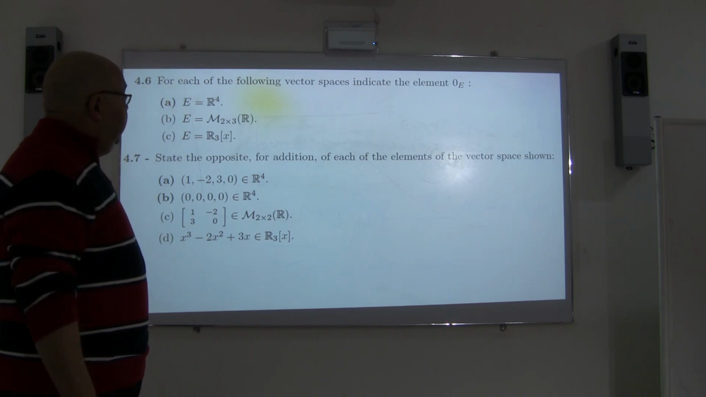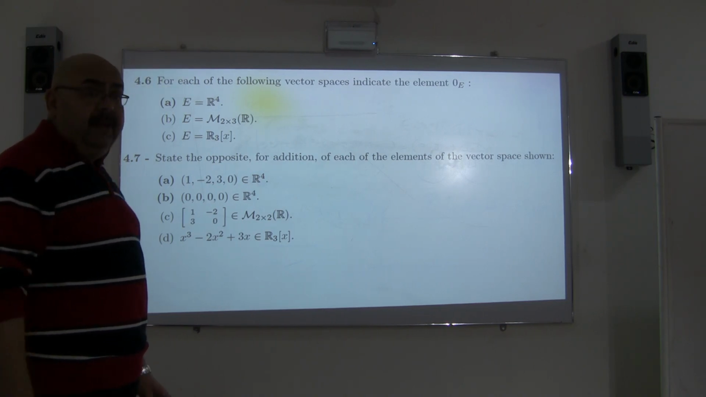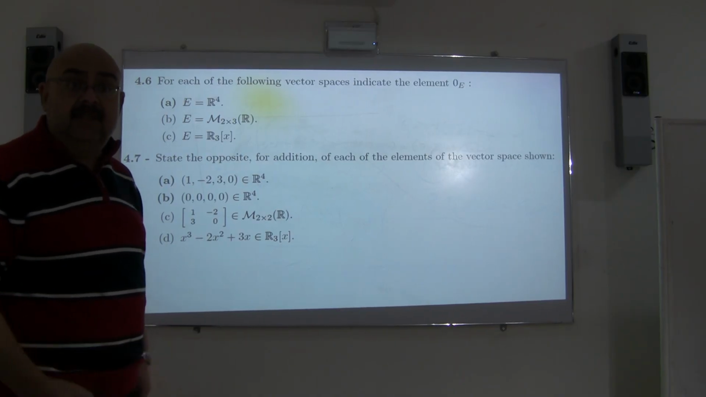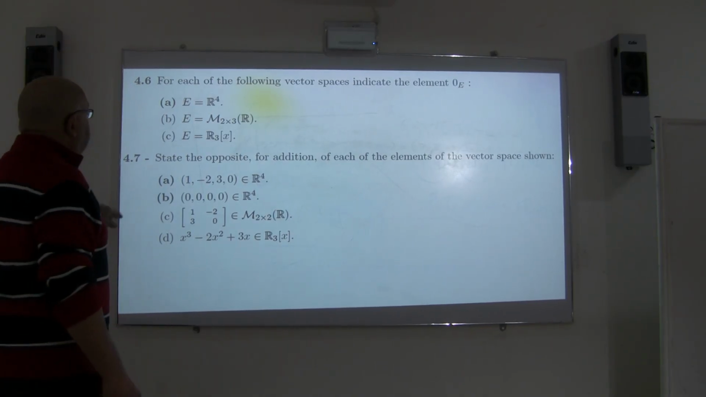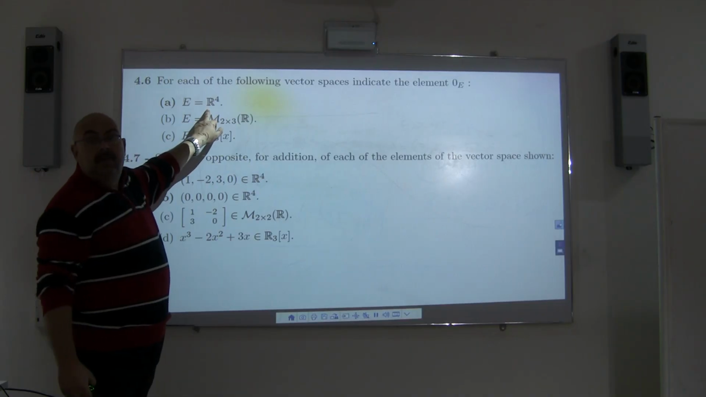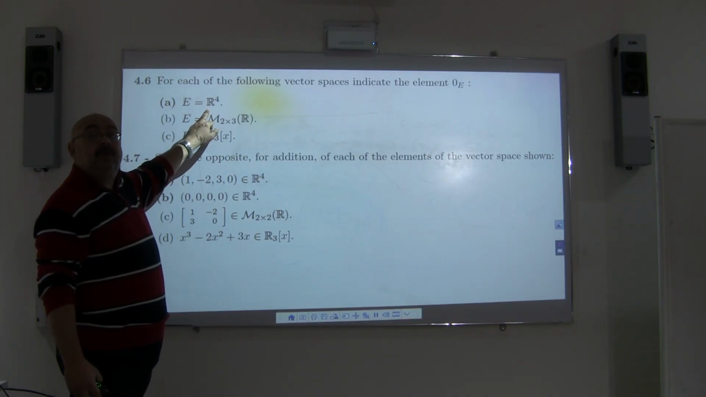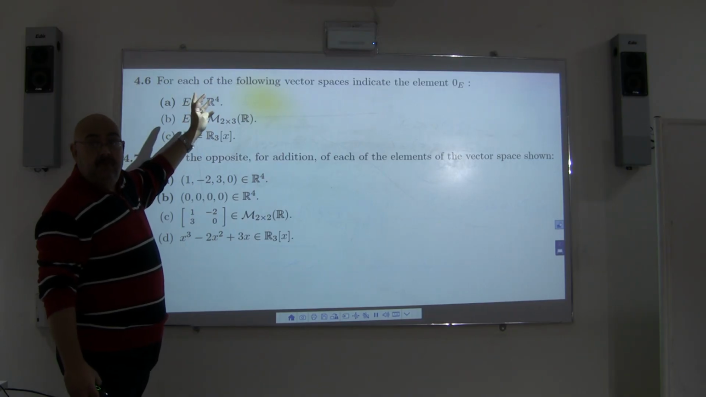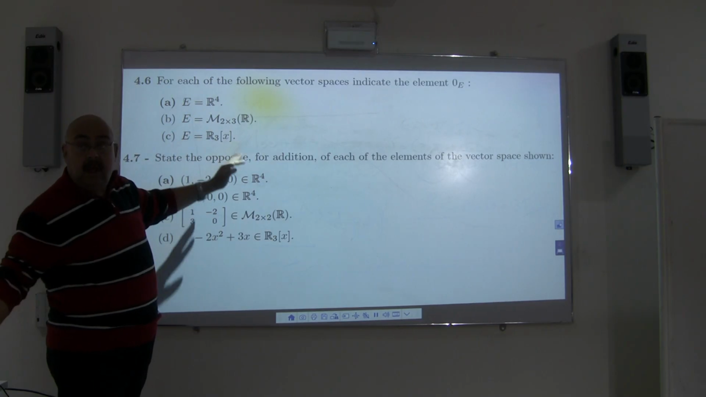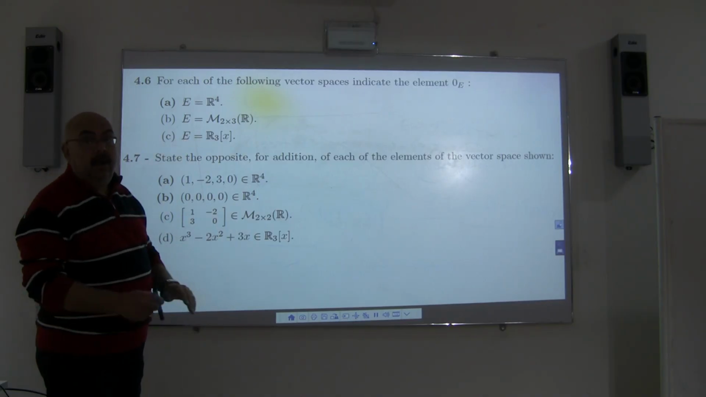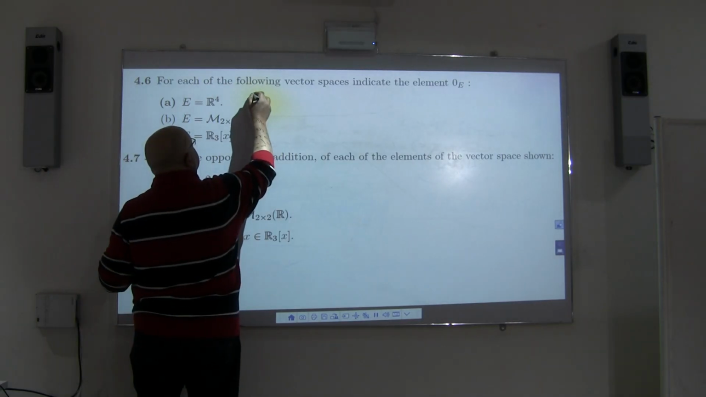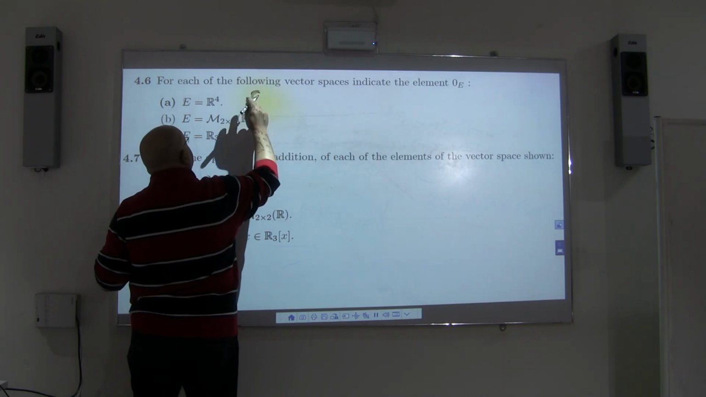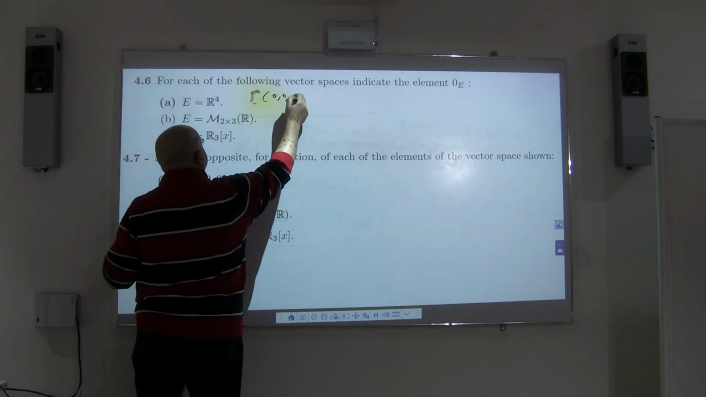Okay, for each of the following vector spaces, indicate the element 0. Indicate the element 0, in E belongs to R4 for this vector space. So, do you know the origin, how it's going to be? The origin. This is R4, the origin. Yes, you are correct. 0, 0, 0, 0. Okay, for this one, I'm talking about the origin. This is really very simple. The origin for the first one is 0, 0, 0, and 0.